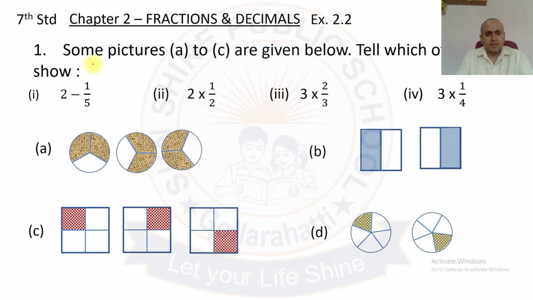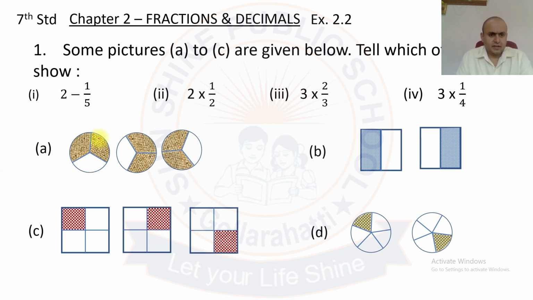Here, first question: some pictures A to C are given below. Tell which of them shows the given numbers. So they have given numbers and some pictures, and you have to match the numbers to the pictures. So they are asking which picture matches which number. So let us see the first number.